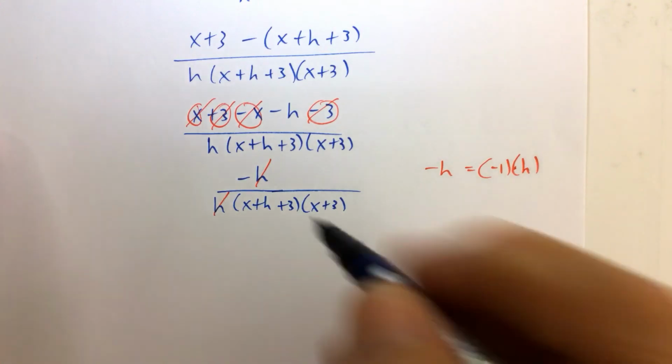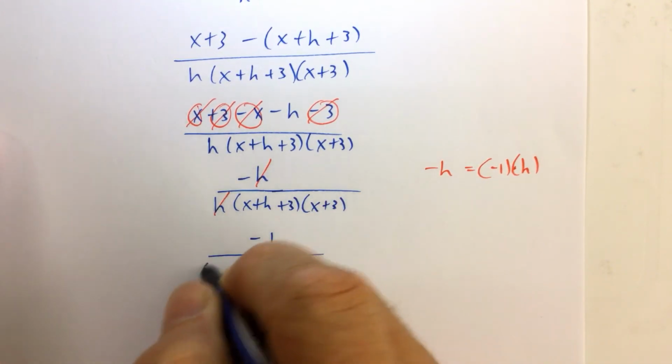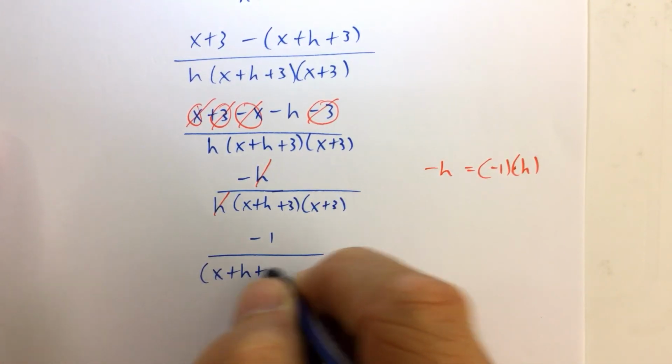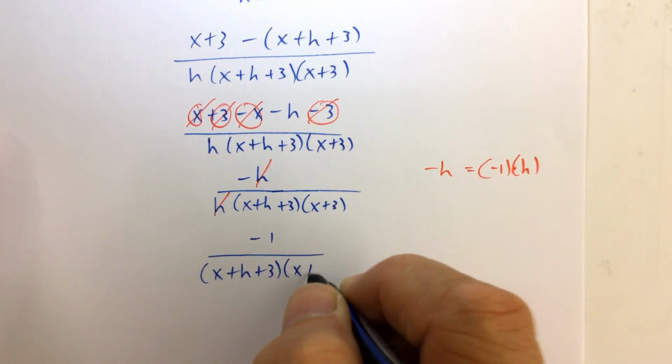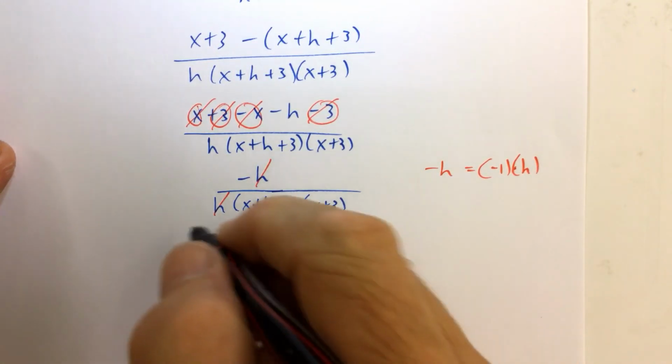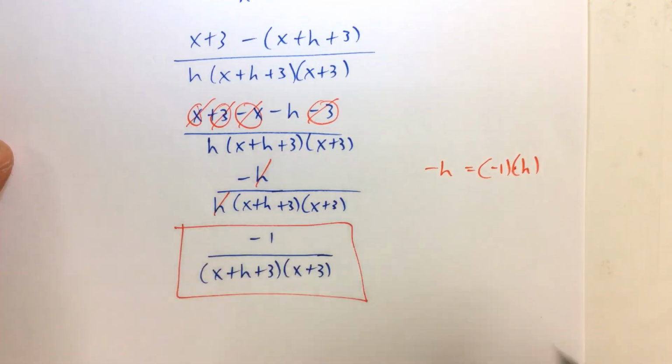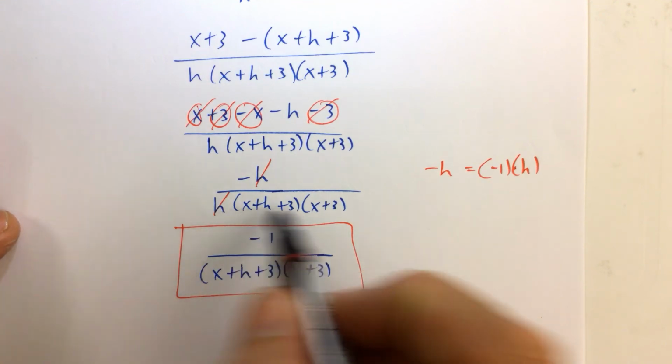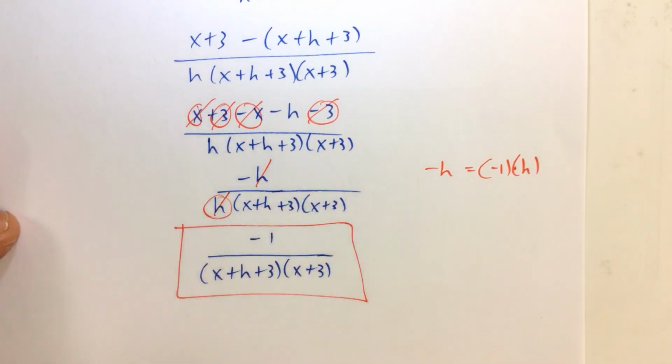And so the answer is negative 1 over x plus h plus 3 times x plus 3. You can multiply that on the bottom if you want, but that's not going to help you any. Might as well just leave it alone. But we left it factored so that we could cancel that key factor of h. You will always be able to cancel an h when you do these kinds of problems.